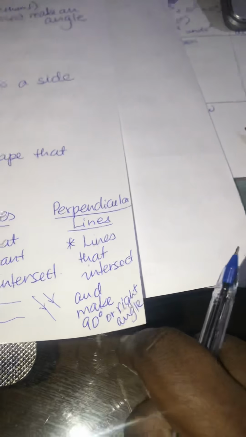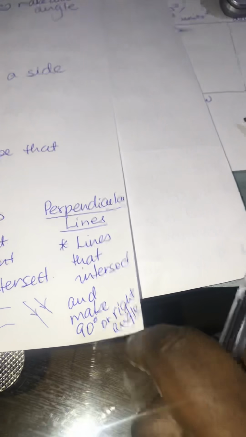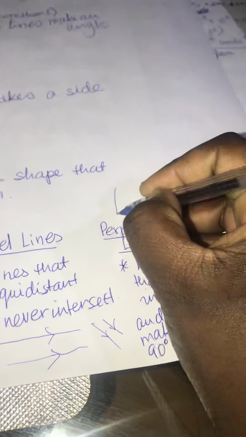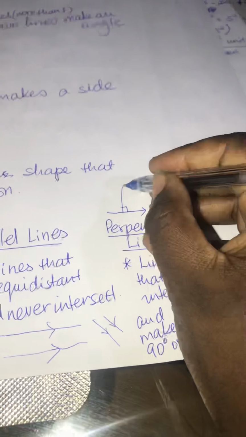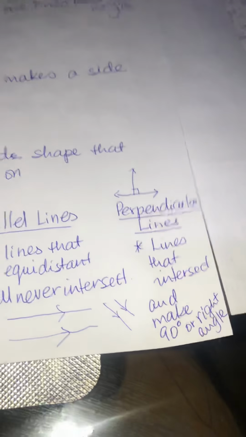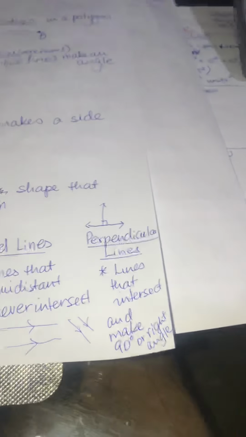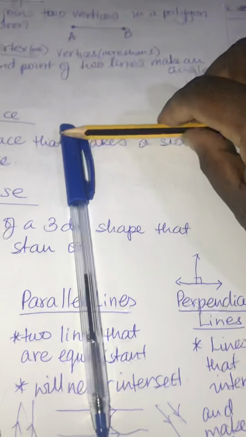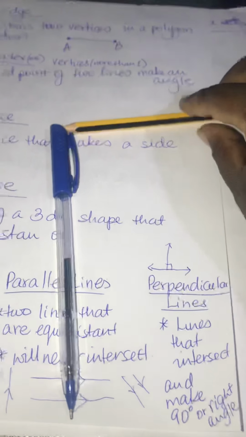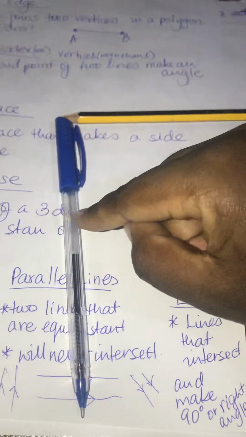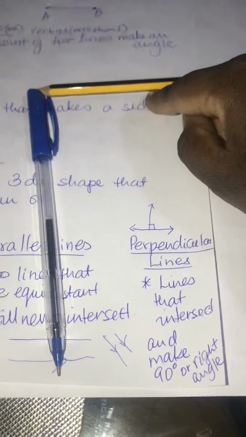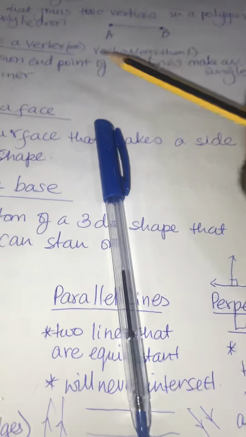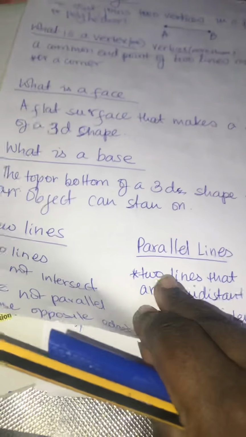Perpendicular lines, lines that intersect and make a 90-degree angle or a right angle. So you draw and you put that and you put 90 degrees. Please make sure you're using a ruler when you're drawing. So perpendicular lines are lines that meet. Intersecting means you touch each other. So if I touch, the angle between the yellow pencil and my blue pen must be 90 degrees for them to be perpendicular. If it's not 90, then they are not perpendicular. Okay?